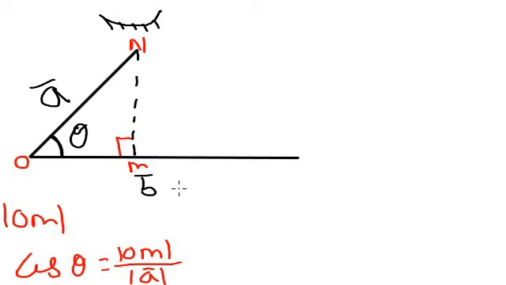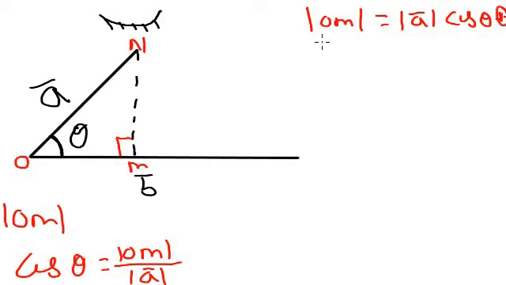And if I solve for the length of OM, at the end of the day, we should have OM equal to the magnitude of vector A itself multiplied by the cosine of the angle between them. So let's keep that aside. I would like to call it equation 1. Well, let me just put 1 over here.